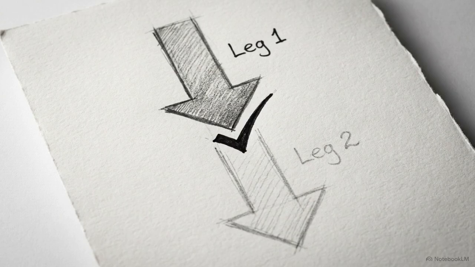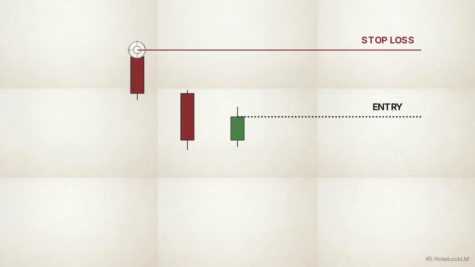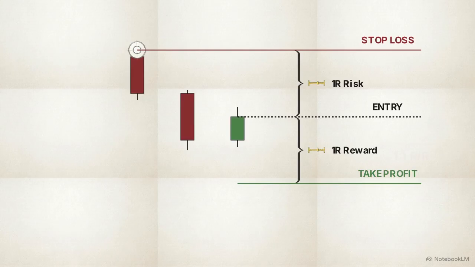Entering here allows you to position yourself for the start of leg 2, using the established momentum of the first spike. Immediate risk management is mandatory. Your stop loss is placed at the absolute origin of the leg 1 spike. Your take profit is set identically. With a 1-to-1 risk-to-reward ratio, your target distance matches the distance to your stop loss.